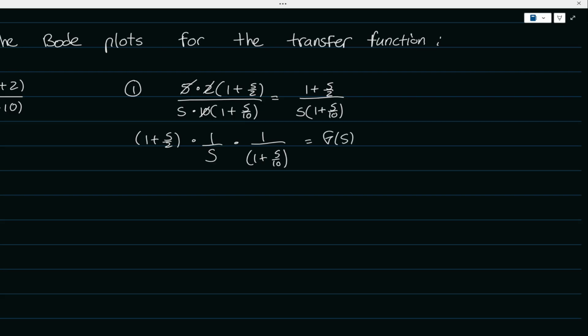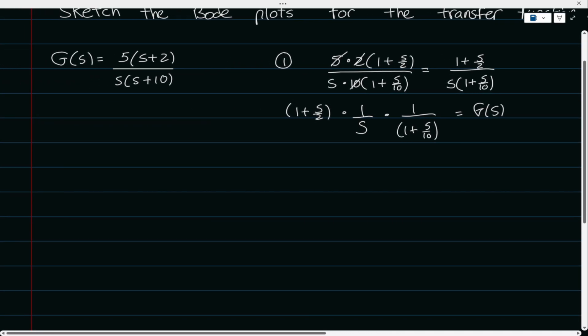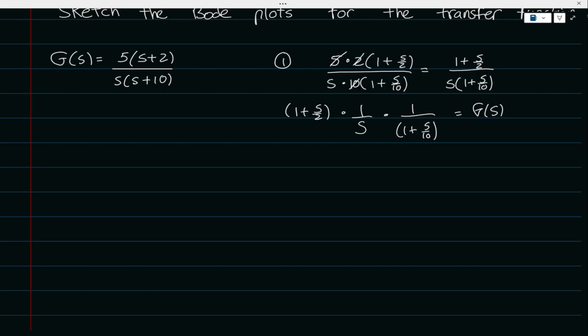Now, the reason we want it in this form is because we have a formula sheet that tells us how each of these components behaves in the magnitude Bode plot and in the phase Bode plot. So let's start with, for example, 1 over s. 1 over s contributes negative 20 log omega in the magnitude Bode plot. Then we have 1 over 1 plus s over 10. That contributes negative 20 log of omega over 10. This you get from the table.